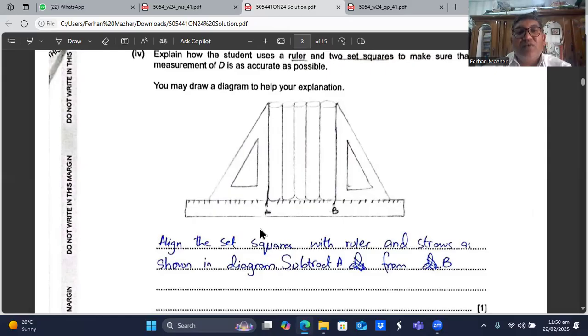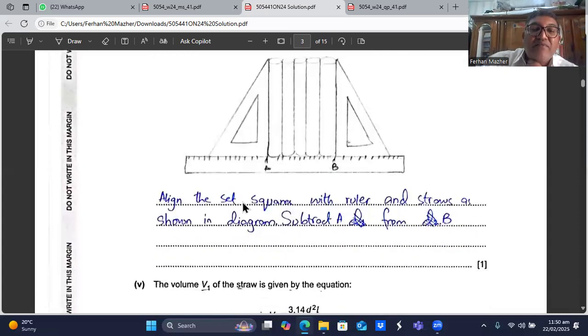And this way you will be able to find out the distance between this point, and that will be equal to the capital D. Align the set squares with the ruler and straws as shown in the diagram. Subtract the A from the B. Whatever is the reading on the point A and whatever is the reading on the B, from B subtract the A, you will get the capital D value.